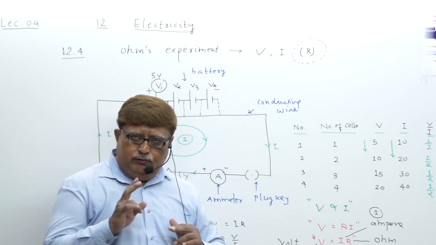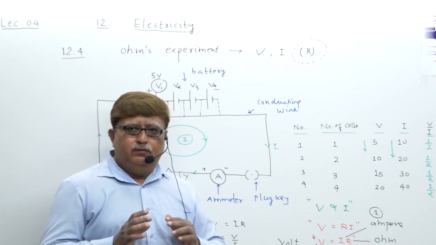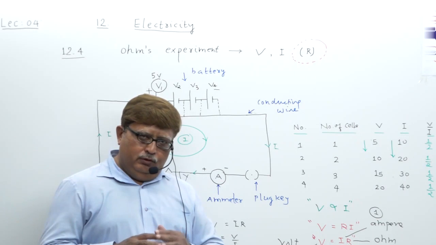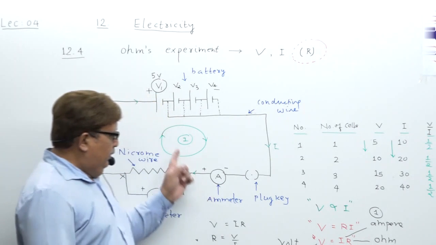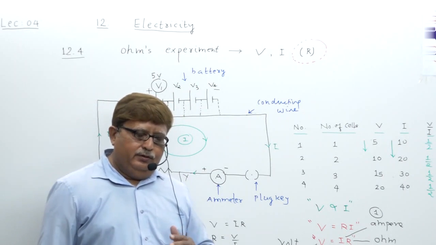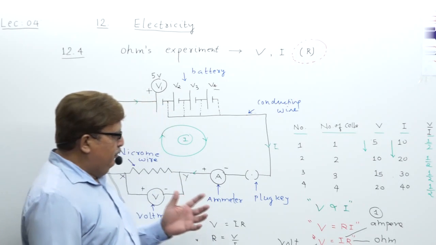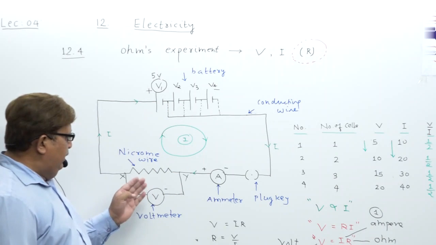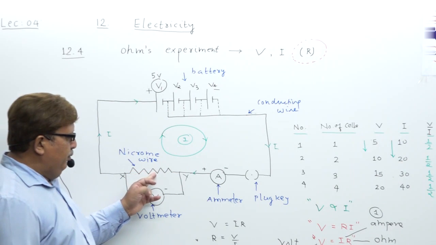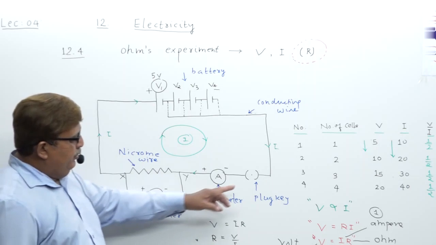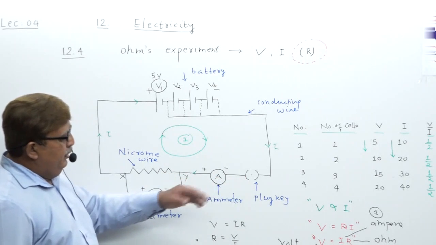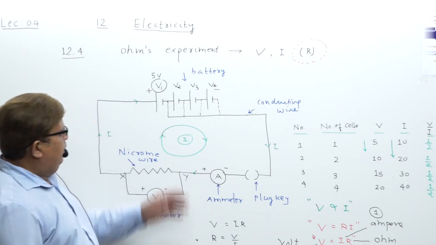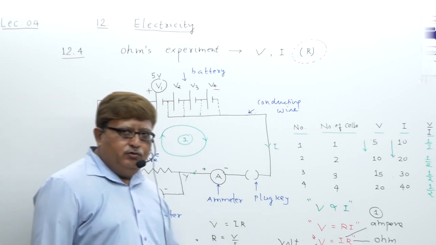The closed path of flow of electric current is known as electric circuit. So many symbols we have shown. This is the symbol of voltmeter. This is the symbol of resistor, ammeter, plug key. Understand? This is closed key. If you just rub it, it becomes open key. Then battery we have shown.